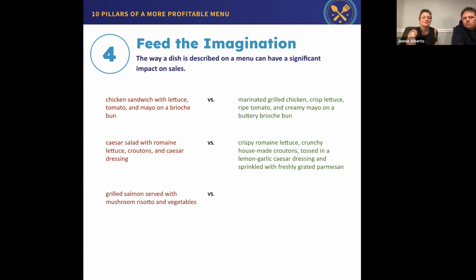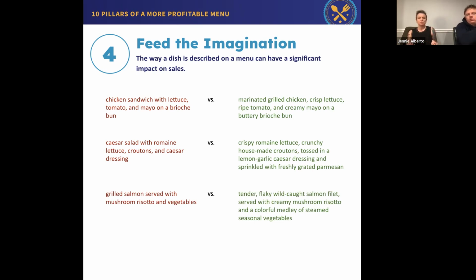So the last example here, grilled salmon served with mushroom risotto and vegetables versus tender, flaky, wild-caught salmon fillet served with creamy mushroom risotto and a colorful medley of steamed seasonal vegetables. So adding a little bit more oomph to the description could help sell particular items and make them stand out on the menu.